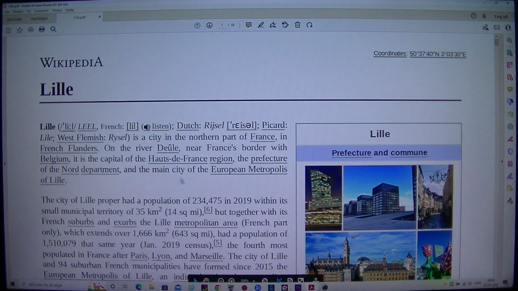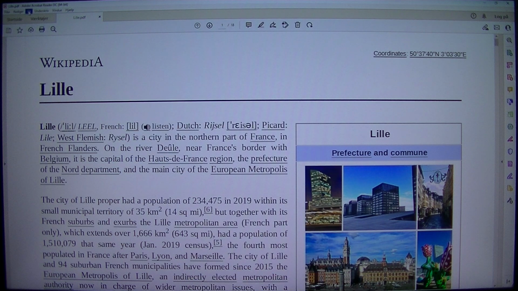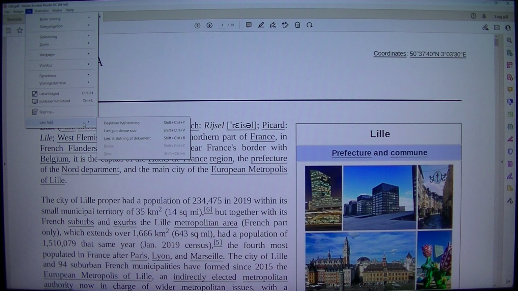You can read about it like this one. I don't know if it works. Activate voice. Read the documents.